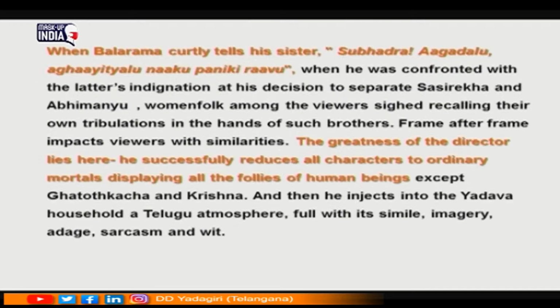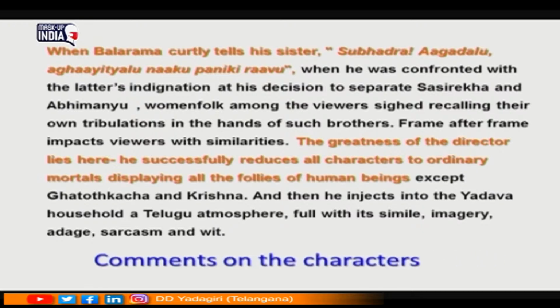If you observe the highlighted words here, when Balarama curtly tells his sister Subhadra, "Agadalu Agatyalu Naku Panikiravu," the greatness of the director lies here. He successfully reduces all the characters to ordinary mortals, displaying all follies of human beings. These are the details that are commenting on the characters that are there in the film.